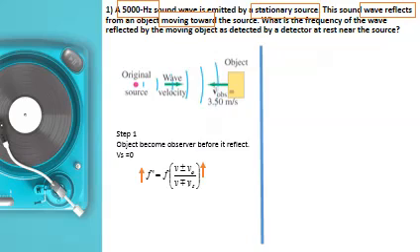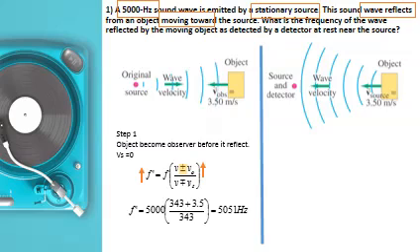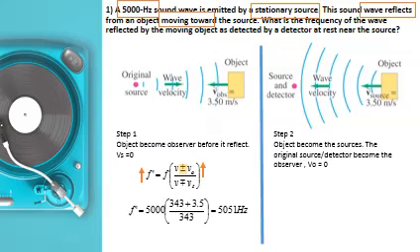So substitute the information that you have: 5,000 times the bracket of 343 plus 3.5, divided by 343. So you get 5,051 Hz. It's not finished yet, because we want to know the frequency heard by the detector, and the detector is near the source.